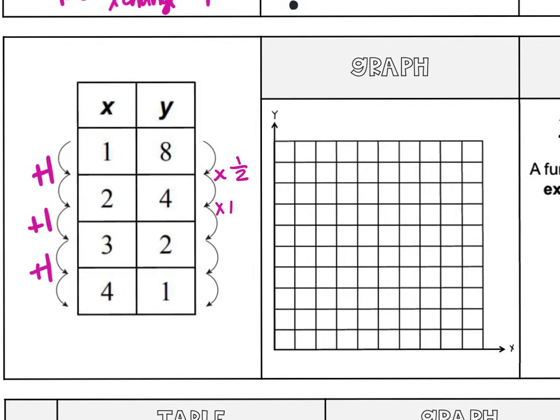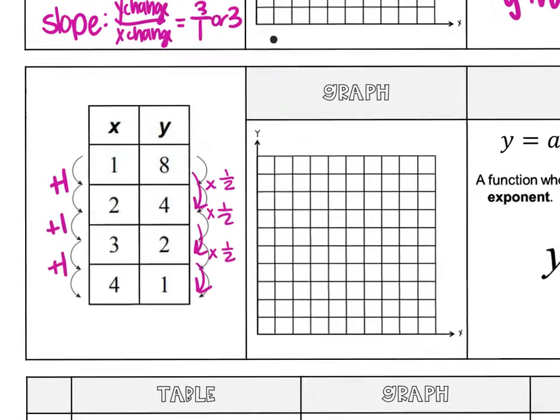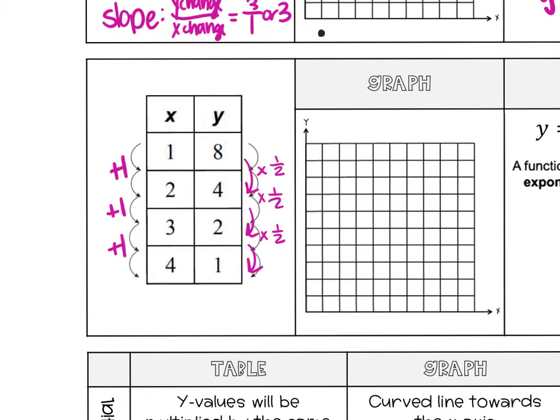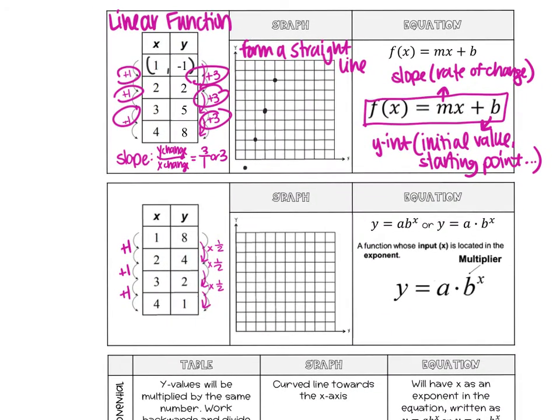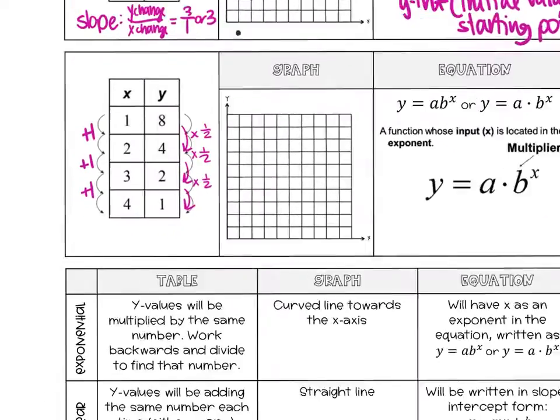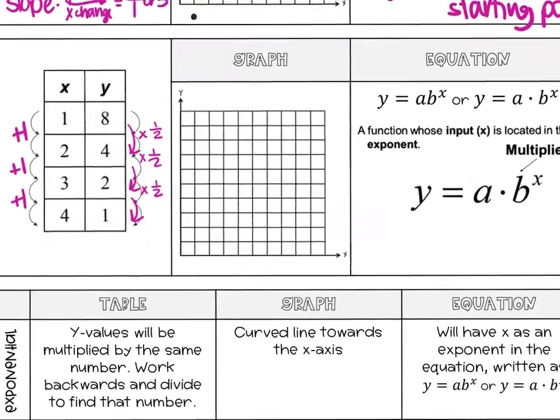And just a reminder, this could also be written as 0.5, and then 2 times 1/2 is 1. So that is working out there. All right, so it is still doing the same thing, which is good, but it is not adding or subtracting like we did in our linear function. So we're multiplying by 1/2.